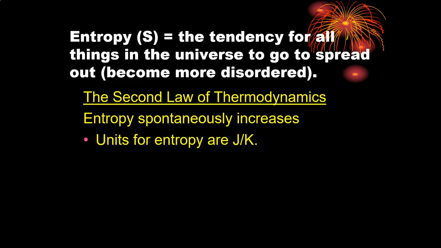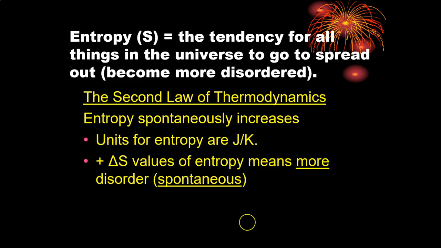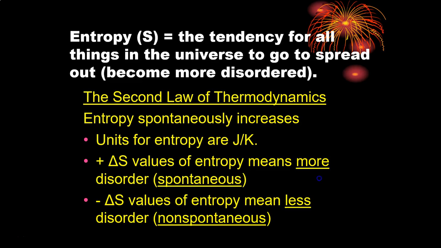And whenever we measure entropy, it's going to be in joules per Kelvin. Remember that Kelvin is a way to measure temperature, and that's going to become a little important later on. Anytime we have a positive delta S value, that means that entropy is increasing. So whenever entropy increases, it results in a spontaneous reaction because increasing entropy is good. It's what we want, and anything that we want is spontaneous.